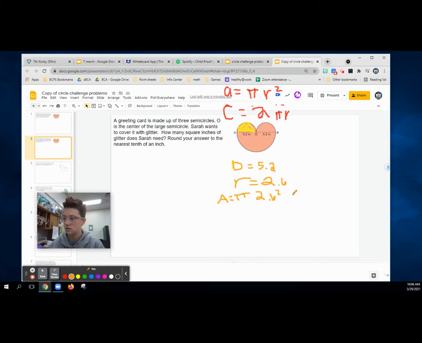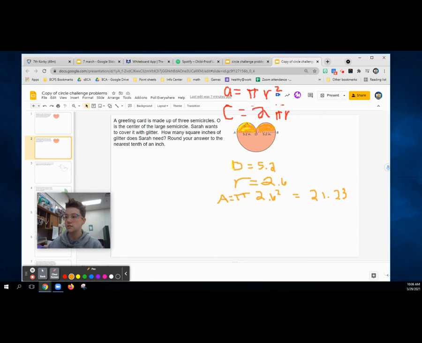And that gets us 21.23. Now that would be if this were a full circle. This is a half of a circle, right? So really we would want half of that to find this area. But if you'll note, this over here has the same diameter, which means it has the same radius, which means it has the same area.